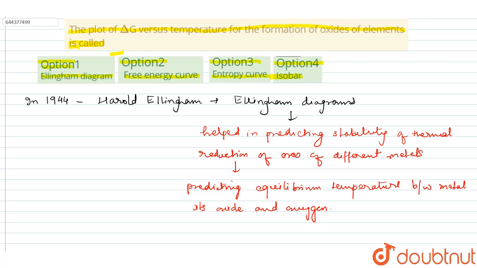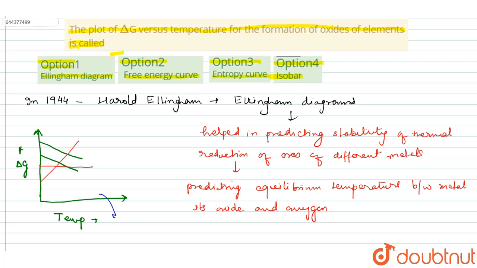So how was the Ellingham diagram plotted? Ellingham diagram was a plot of delta G versus temperature for different metals. So on the y-axis was delta G, that is Gibbs free energy change, and on the x-axis was temperature. So these were the two axes, and diagrams were plotted something like this. That is, they went from up to down. Some metals had a straight graph. So this was the way Ellingham diagrams were plotted.